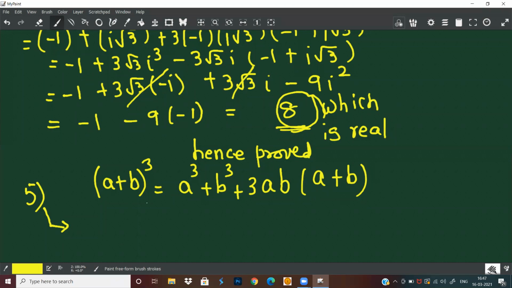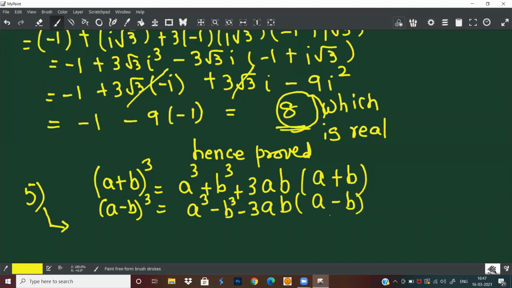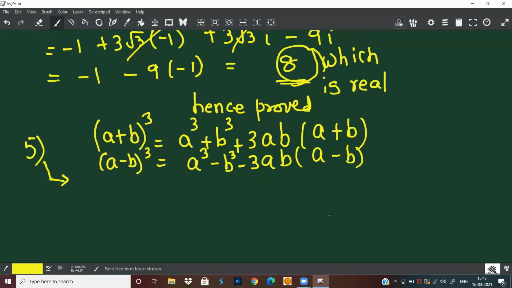All right. Even if there is a minus here, write it the same way: (a minus b) whole cube equals the cube of the first, minus the cube of the second, minus 3 into the first into the second into (a minus b), just like that. So whether it is (a plus b) cube or (a minus b) cube, you will learn the formula well. Okay. I'll give you the next sum now.